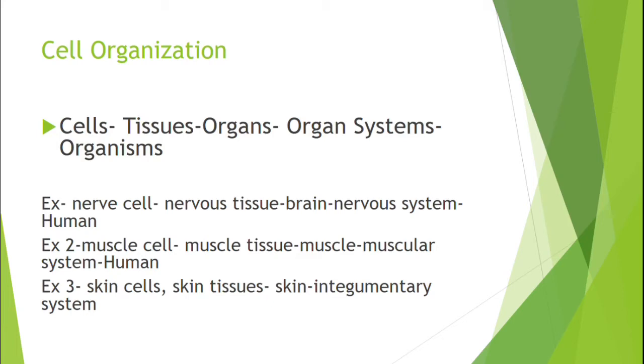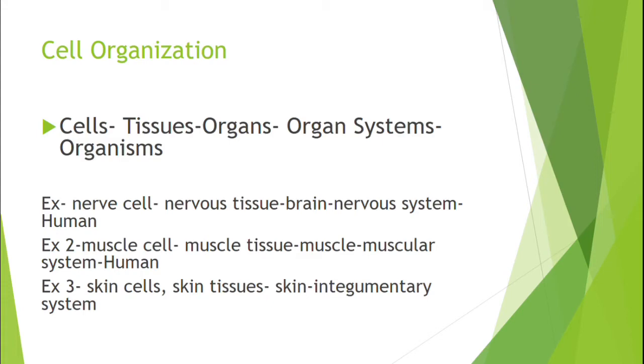I have 3 examples here for the cell organization. Number 1, the nerve cell, which combines to form the nervous tissue, which combines to form the organ brain, which makes up part of the nervous system, which makes up the organism, the human. Example 2: muscle cells combine to form the muscle tissue, which makes the organ muscle, which makes the organ system, the muscular system, which makes the organism human.